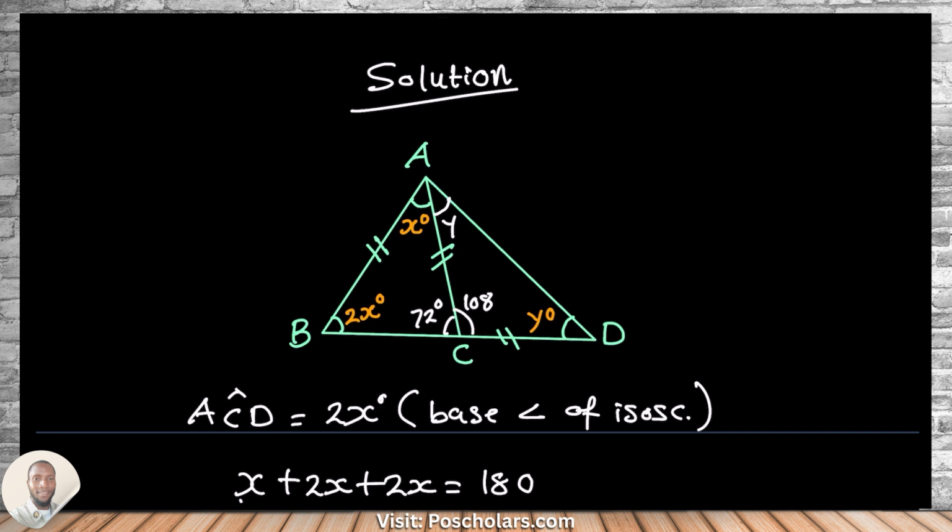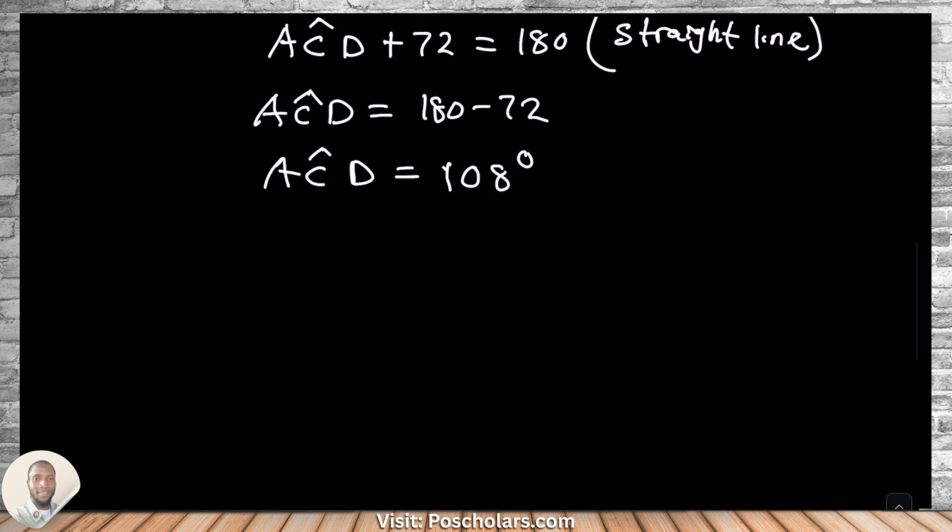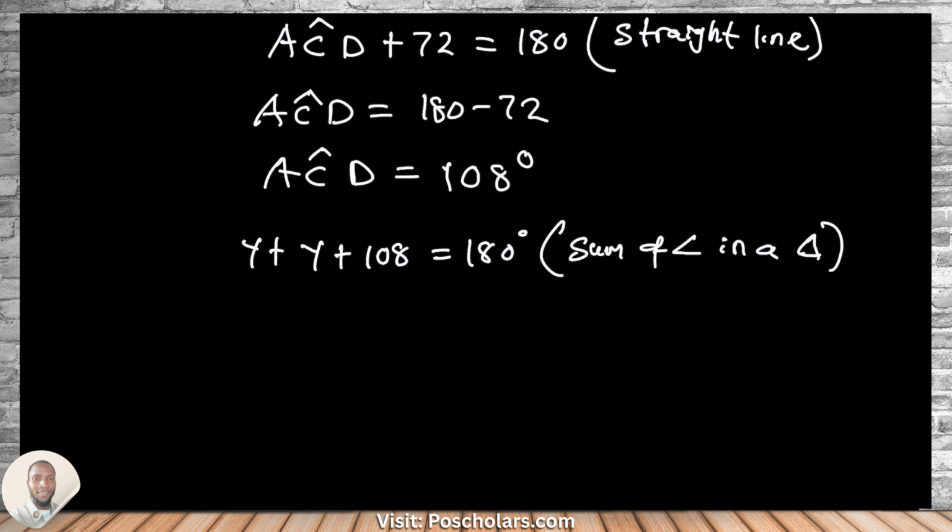Now, take note, the mission is to find the value of what? Y. Now, this triangle is an isosceles, right? So you can sum it up by saying y plus 108 equals 180. So let's write that y plus 108 equals 180 degrees. And what's the reason? Sum of angles in a triangle, right? So y plus y gives 2y, then plus 108 equals 180.